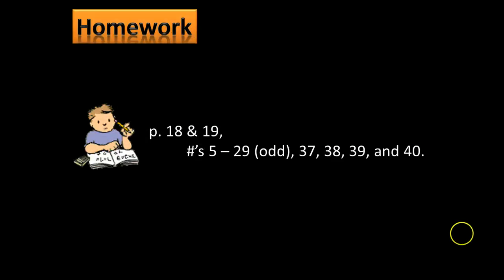Okay, these are the homework questions for the first half of section 1-2, pages 18 and 19, numbers 5 to 29, the odds, and then 37, 38, 39, and 40.